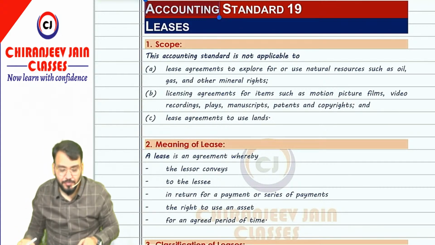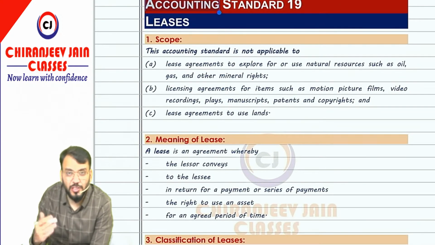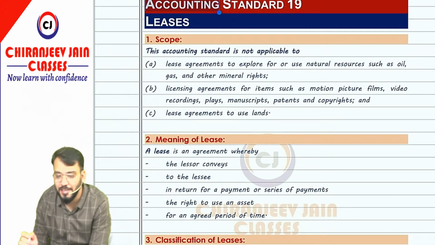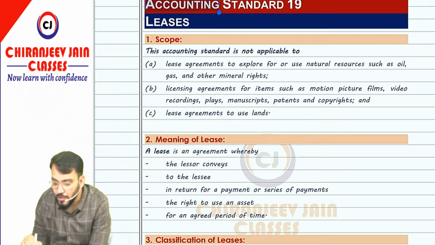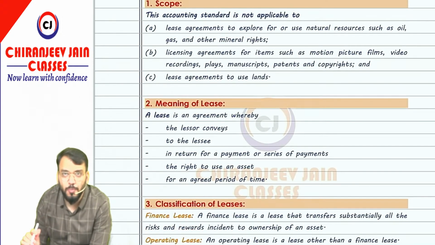So, AS19 is not applicable to which lease? Of course, all leases are covered under AS19 except lease agreements to explore or use natural resources. Any lease agreement to explore or use natural resources will not be covered under AS19. Second, any licensing agreement for items such as motion picture, film, videos, recording, plays, manuscript are also not covered in this particular chapter. And the lease agreement to use land, only land, will not be covered in this chapter. Got this point? So these are outside the scope of AS19.